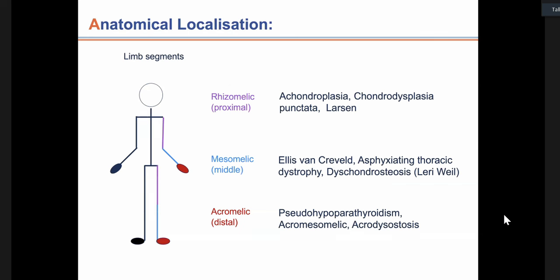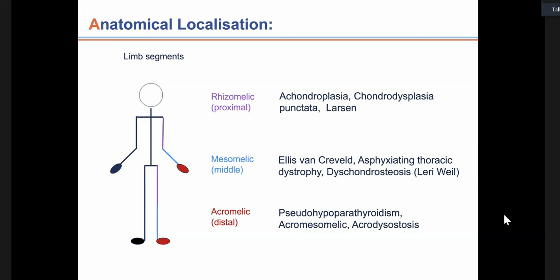So in terms of anatomical localization, one of the questions I had asked in the earlier slides was the meaning of rhizomelic, mesomelic, and acromelic. And you can see here that rhizo means the root, so humerus and femur, the proximal segments. And the commonest, so we talked about 771 conditions in the nosology. Here are the typical commonest conditions affecting the segments that are here.